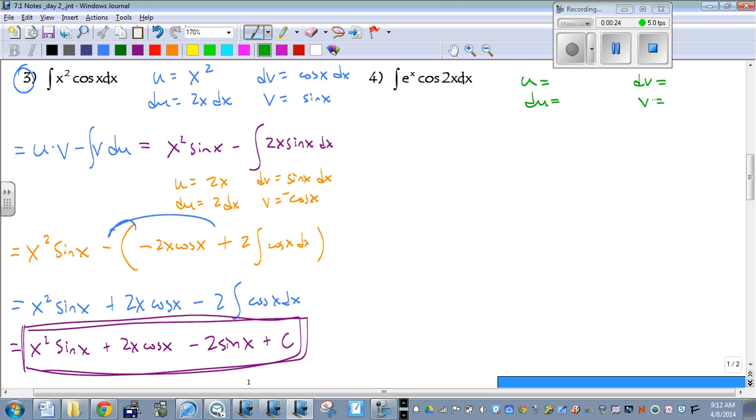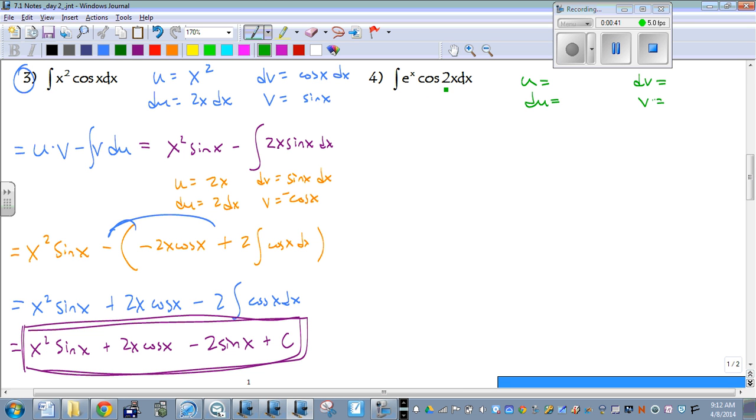So e to the x, whether we set u as e to the x or dv as e to the x dx, either case, we're going to get e to the x, because the derivative of e to the x is e to the x. The antiderivative of e to the x is e to the x. So really, that doesn't make a difference where we put that.